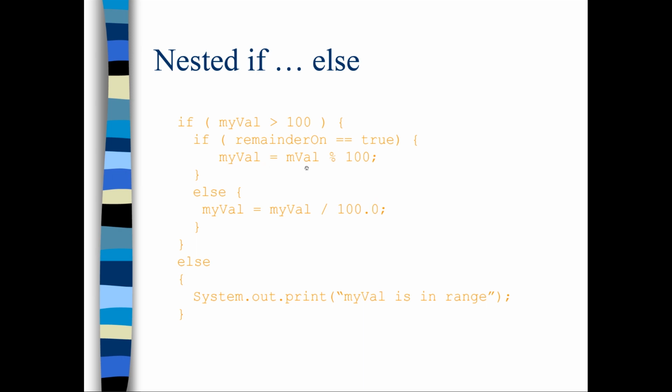that is, this statement is executed: myval equal to myval mod 100. Otherwise, if this evaluates to false, it jumps to this corresponding else block and performs this computation, and then it comes out of this block directly, it won't go into this else. So the concept is very simple for nested if else as well.